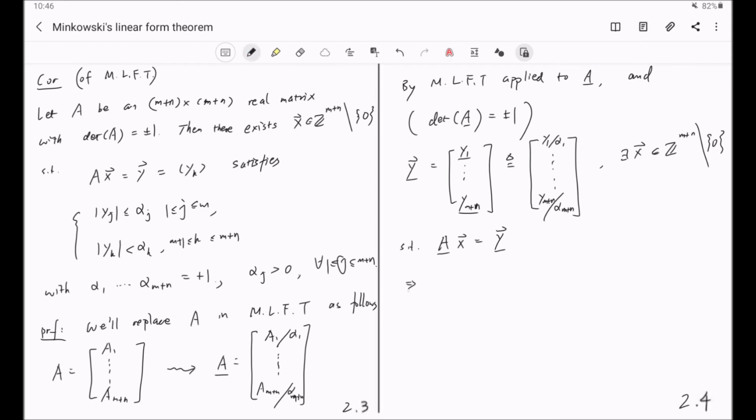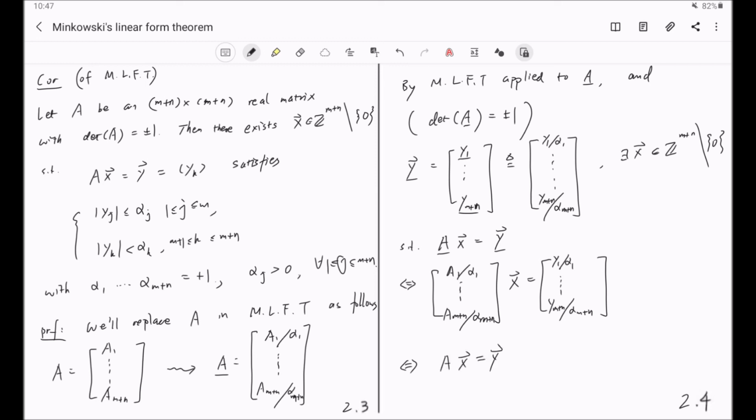And this gives you, if you write this back to what we have at the beginning, and you clear the denominators on both sides, this gives you what we want. And this completes the proof of this corollary.